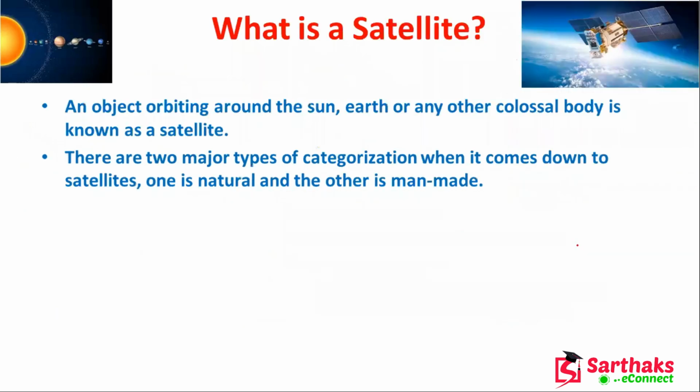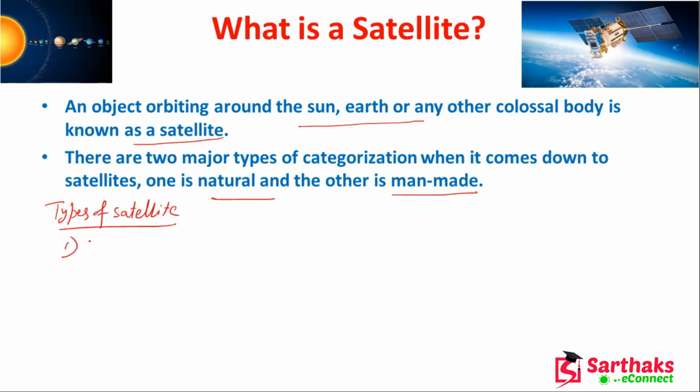Now, what is a satellite? An object orbiting around the sun, Earth or any other colossal body is known as a satellite. And there are two major categories of satellite: one is natural, and another one is man-made. So whatever we have said, those are the types of satellite.